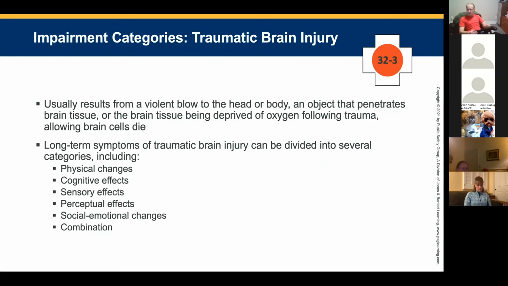People with traumatic brain injuries, it usually results from a violent blow to the head or body, or an object that penetrates the brain tissue, or brain tissue being deprived of oxygen following trauma, which allows brain cells to die. So the long-term effects can be divided into several categories, including physical, cognitive, sensory, perceptual, social, and emotional changes, or a combination of any of the above.